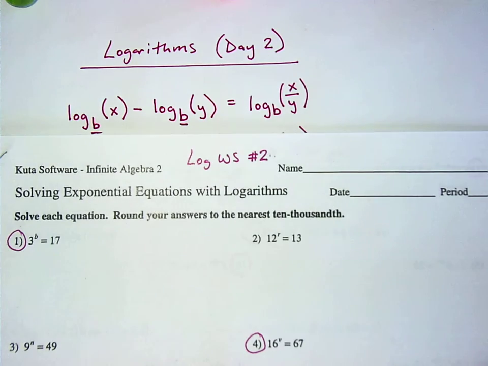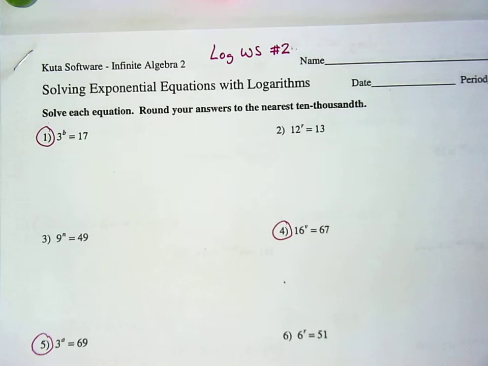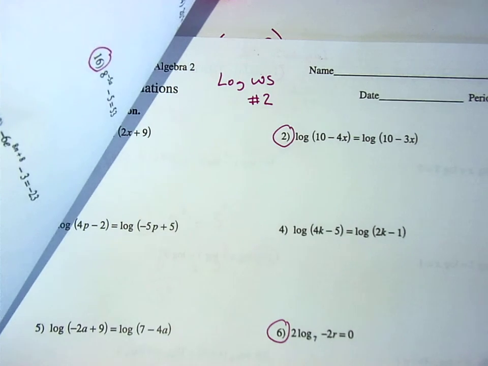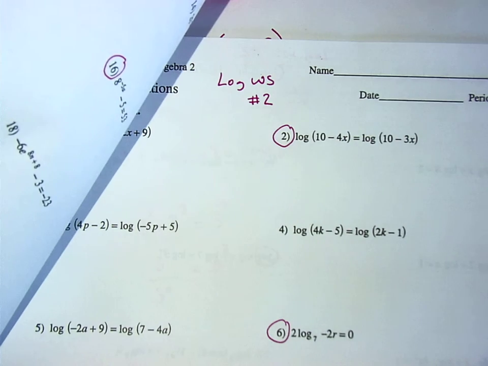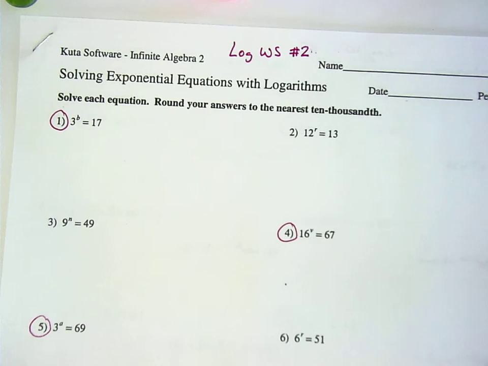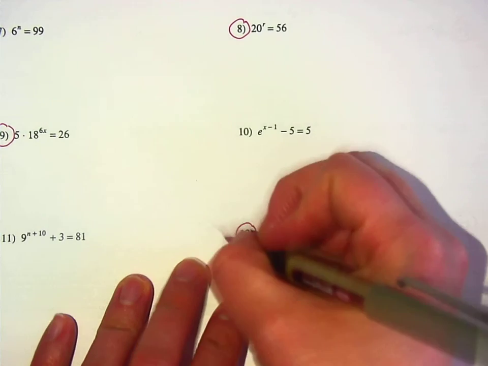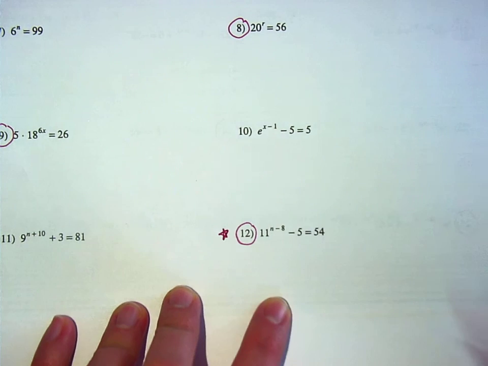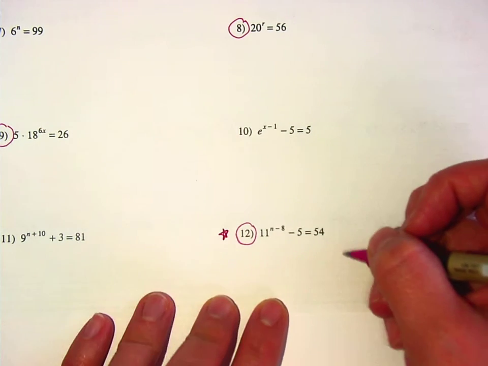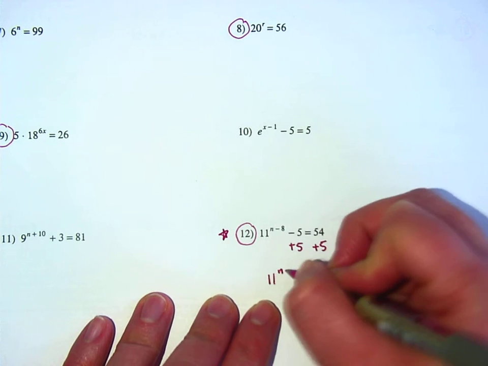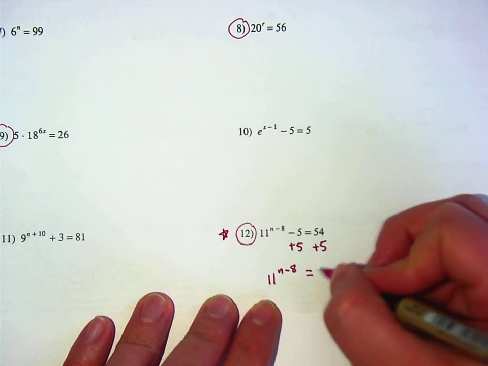Okay, so you have to do all the circled ones, and you're going to have the whole hour to work on this today, except I'm going to help you start. So, there are 26 total problems. Let's start with number 12. Let's do number 12 together. Which number 12? The only number 12. Thank you. So, what do you think we should do first? Add the 5. Everybody with me? Add the 5. We've got 11 to the n minus 8 equals 59.